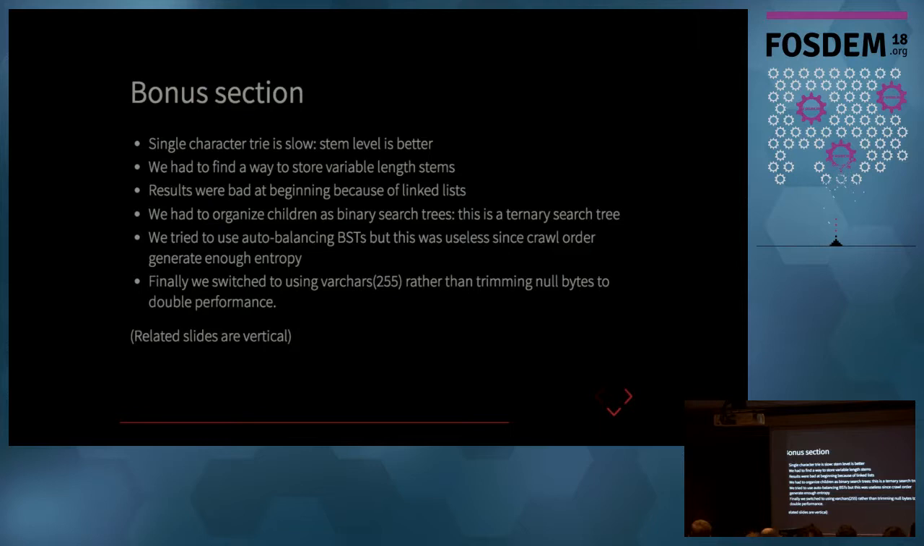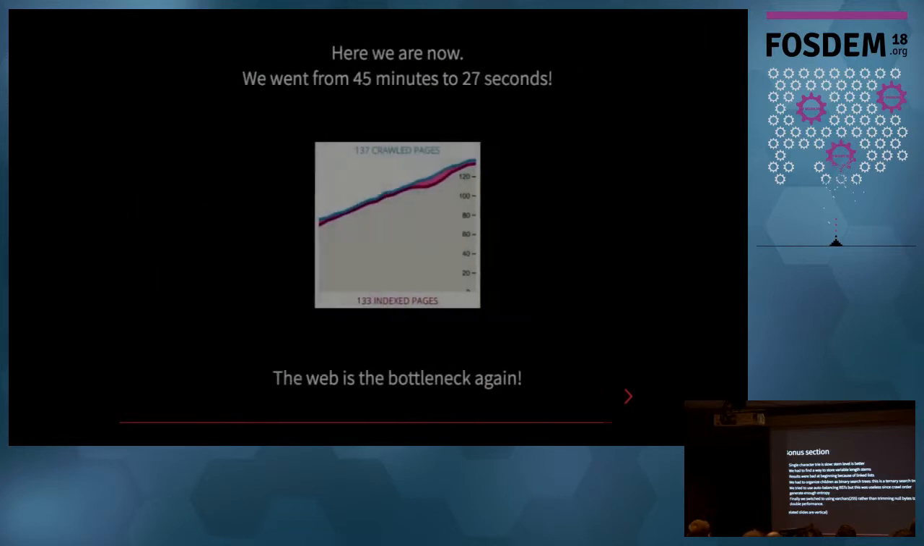So look it up. And afterward, we tried to auto-balance those binary search trees because notoriously those trees can degrade to a linked list. But it did not help, because reads were slower and writes were slower, since actually the order in which we insert things in the tree generates enough entropy not to degrade the structure. And finally, we switched to using varchars, reserving one byte for the length of the string, so we don't have to trim null bytes, and we doubled performance.